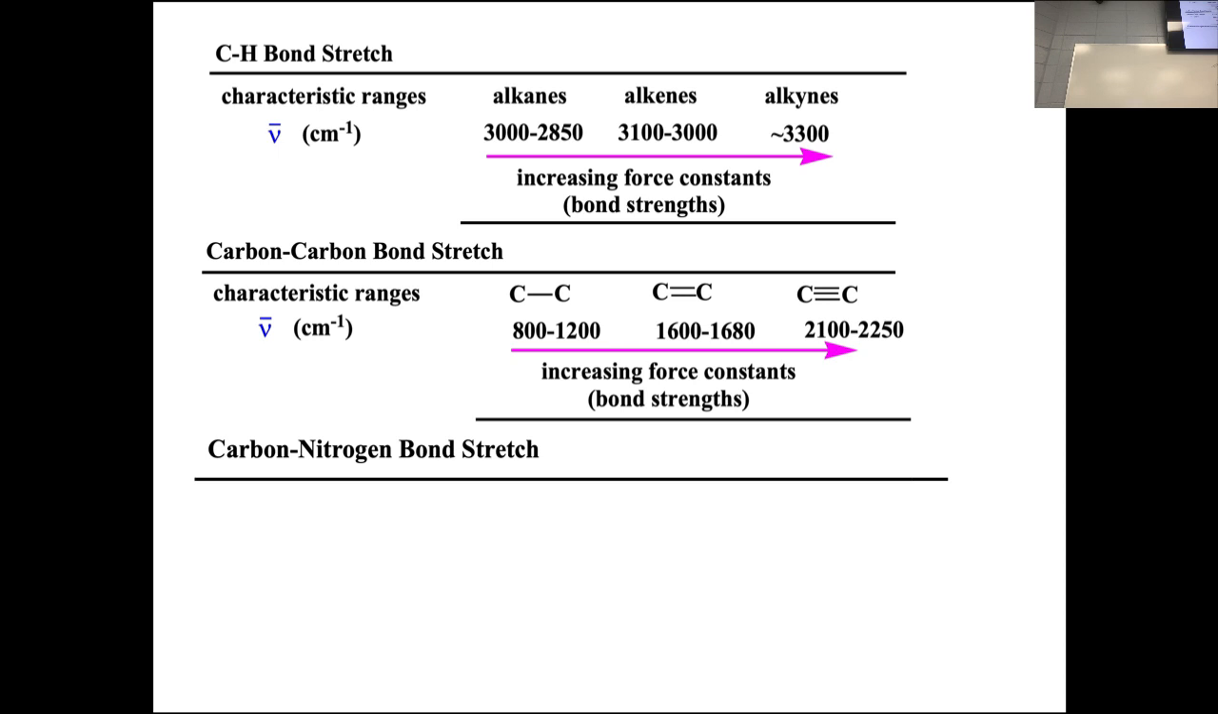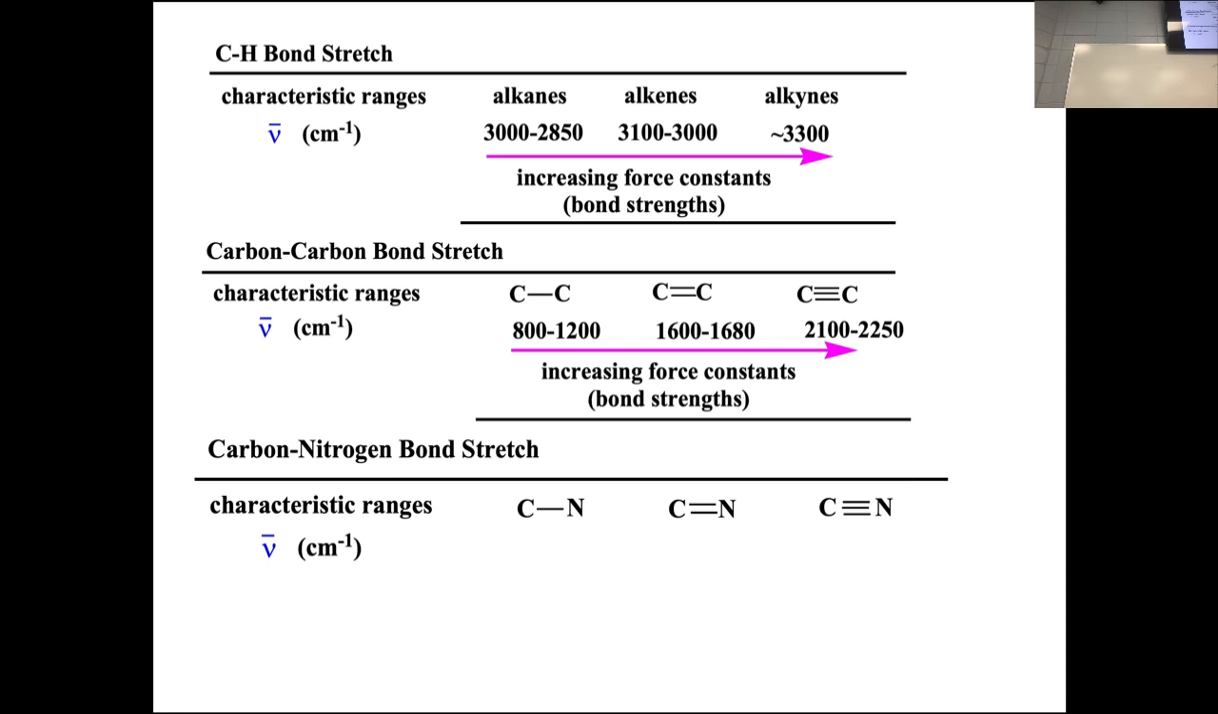But look where we start to see the carbon-carbon double bond. That's in the sp2 region, around 1600 to 1680. And the carbon-carbon triple bond is definitely in that sp region, right? So notice it takes more energy as we increase the force constant, because a triple bond is a stiffer spring than a double bond, and a double bond is a stiffer spring than a single bond. And we can see that quite clearly in the infrared spectrum.